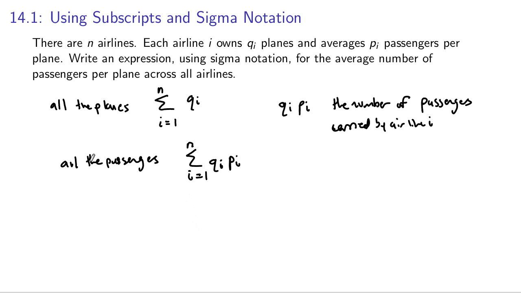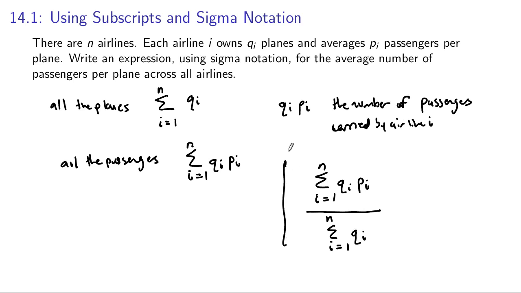So putting all this together, the average across all the airlines would be all the passengers divided by all the planes. So we can take all the passengers, which is the sum from 1 to n of q sub I times p sub I, and divide that by the sum of all the planes from 1 to n of q sub I. Okay, so this is how we can write this average in sigma notation in a pretty dense form.